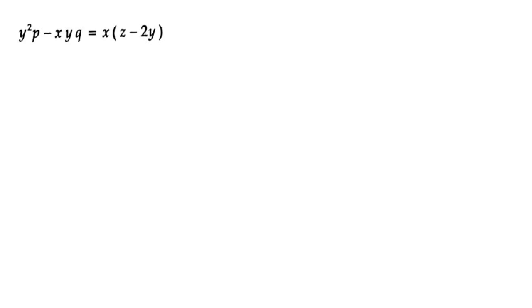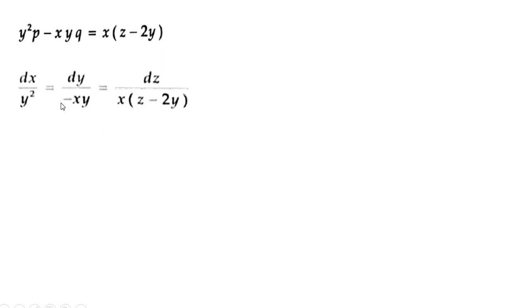y square p minus xy cube equal to x into (z minus 2y). Okay, y square p minus xy cube equal to x into (z minus 2y). So what is your capital P here? Your capital P is y square, your capital Q is minus xy, and your capital R is x into (z minus 2y). So what can we do here? What changes can we do here?